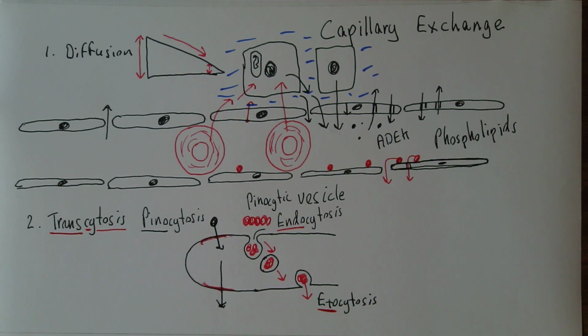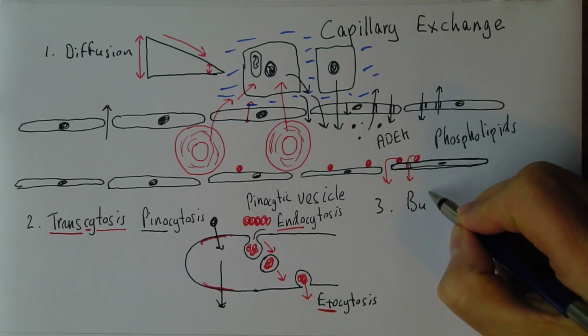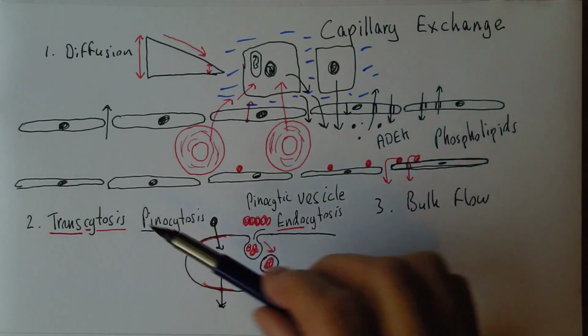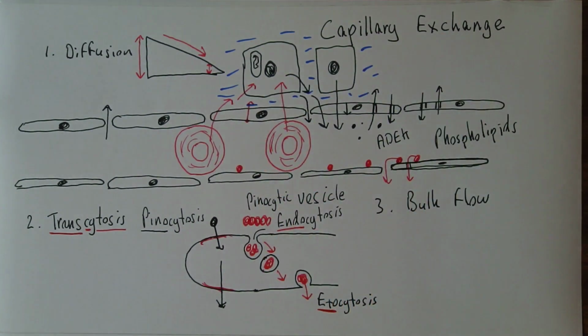So that was the first process, diffusion. The second was transcytosis. The third is called bulk flow. Now, bulk flow is necessary to control the movement of ions, different molecules, particles in a fluid. And this is what regulates the relative volumes of fluid in the intravascular compartment in the blood and in the interstitial compartment between the cells.